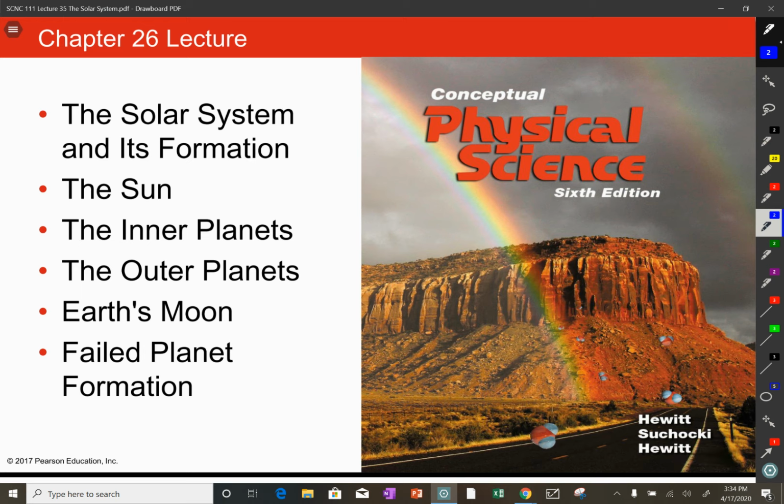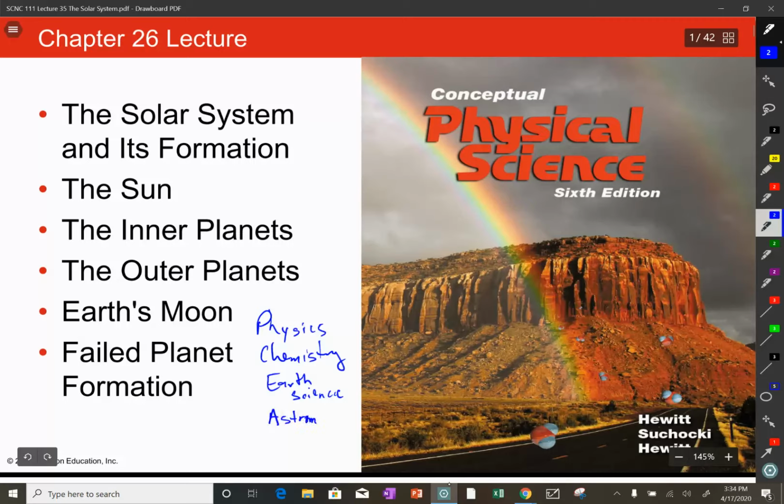Welcome to our first lecture on astronomy. We've just finished talking about Earth science. So what we've gone through so far is we did physics, then we did chemistry, and then based on what we learned in physics and chemistry, we did Earth science, otherwise known as geology, where we applied both physics and chemistry ideas. And now we're going to do astronomy, which once again has a lot of physics ideas in it.